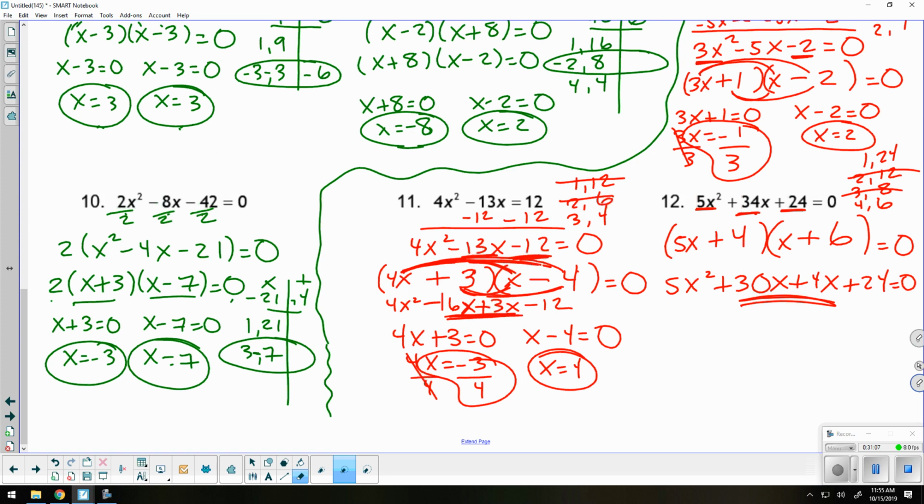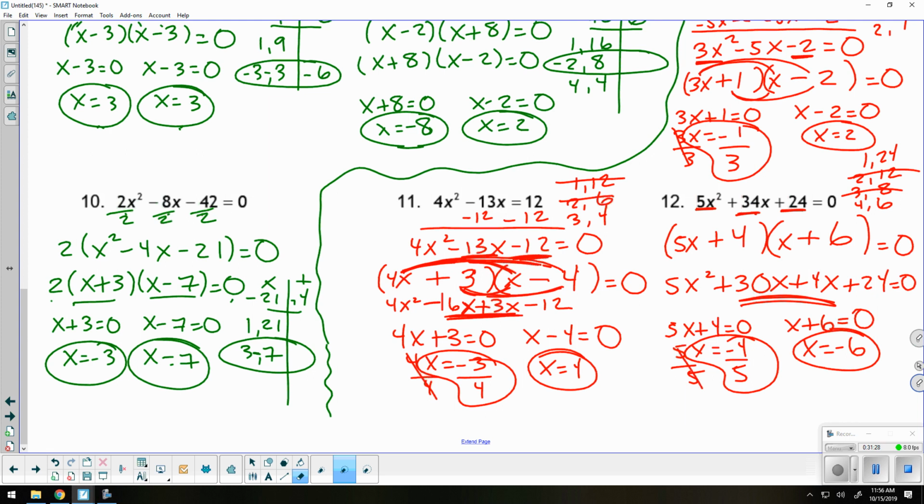But now solving, set 5x plus 4 equal to 0. Set x plus 6 equal to 0. Solving each one, the easy answer, negative 6. Subtracting 4 gives you negative 4, and then dividing by 5, you get negative 4 over 5. So there's your two answers.